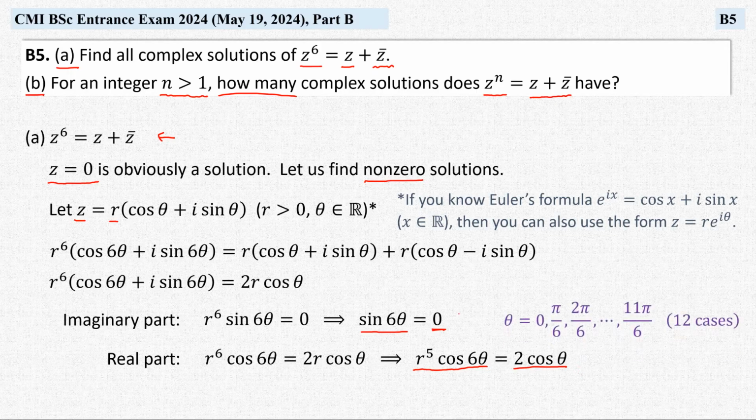You see, from sine 6 theta equals 0, we can obtain 12 possible candidates for theta in the typical range of the argument, theta greater than or equal to 0 and less than 2 pi. Examining the real part relation for these 12 cases will give us the solutions, but it will be tedious work. So let us think about the method that allows us to deal with multiple solutions at the same time, and also will be useful for the more general next problem as well.